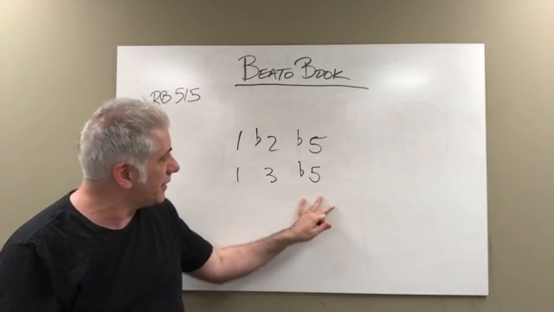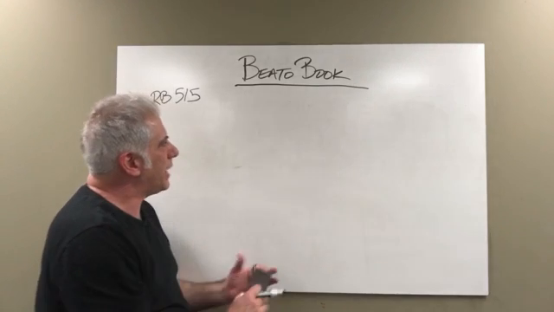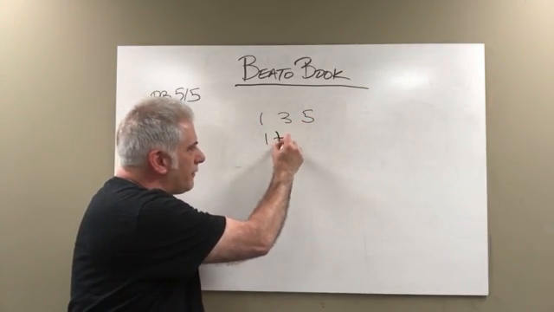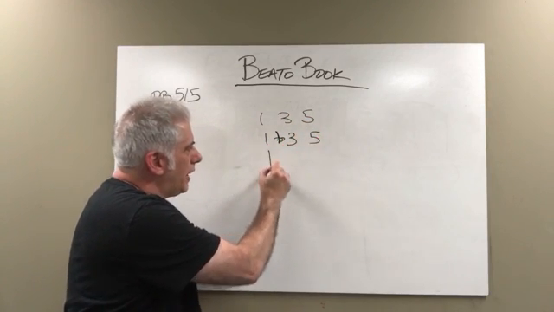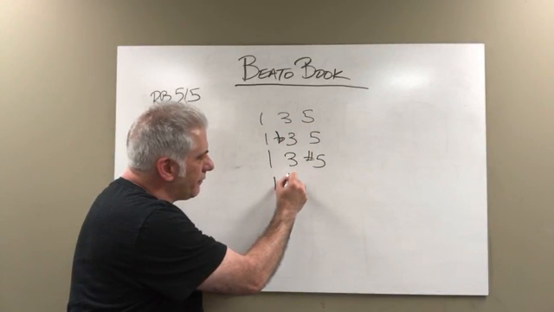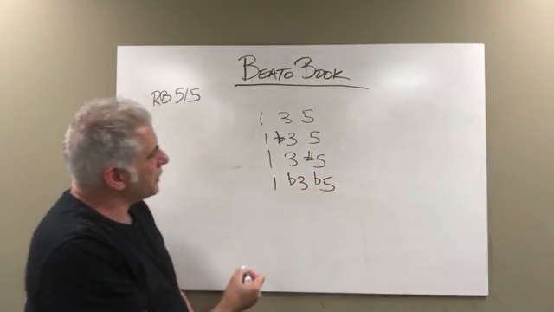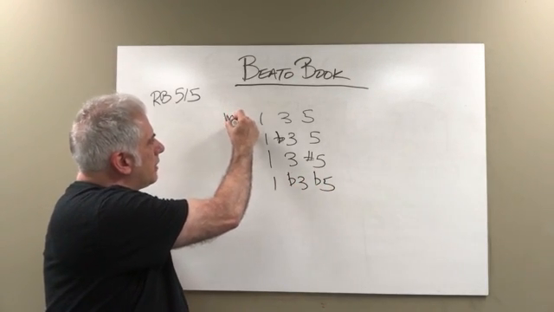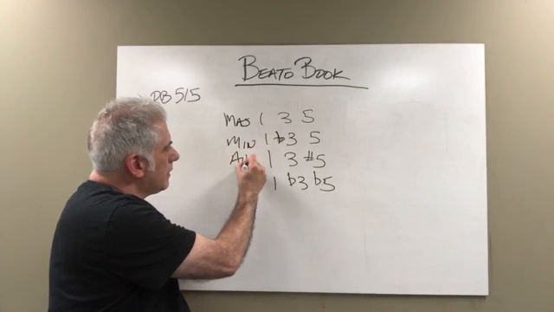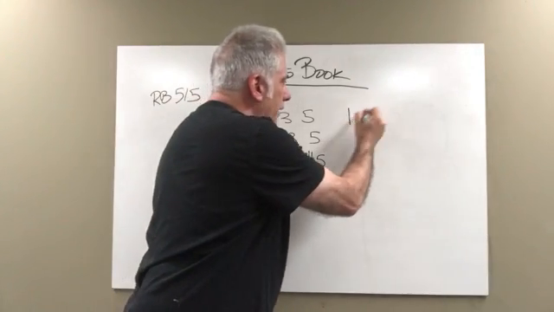These aren't necessarily built in thirds, because if you think about it, all the triads that we have: 1, 3, 5 is major, 1, flat 3, 5 is minor, 1, 3, sharp 5 is augmented, 1, flat 3, flat 5 is diminished. Those are the major, minor, augmented, diminished. Then we start getting into the other ones like 1, sharp 4, 5.